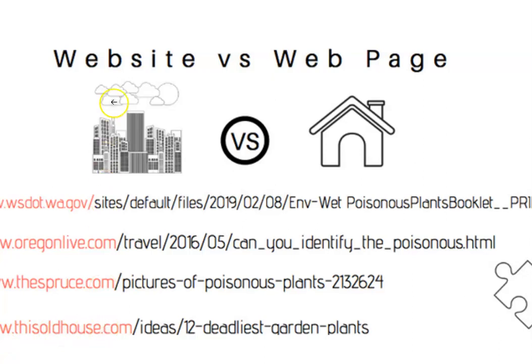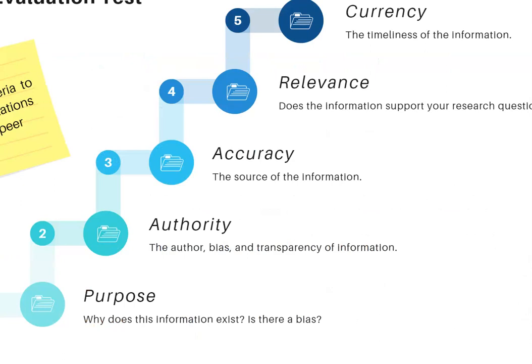This Old House, this is a city, lots of things in it. This is a page filed in an idea section called the 12 Deadliest Garden Plants. Website, city, lots of things, traffic lights, clouds. Web page, home. See what I mean? Big, varied multimedia. One page of perhaps any number of multimedia, but not the city. This particular assignment wants the website. And your professor wants you to understand that.